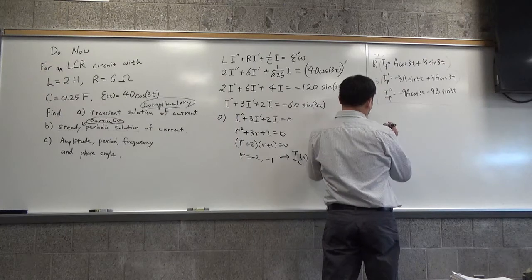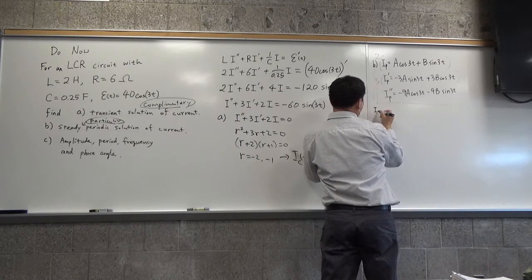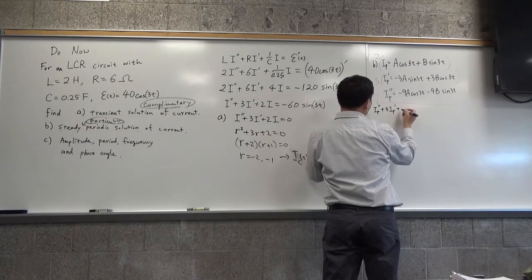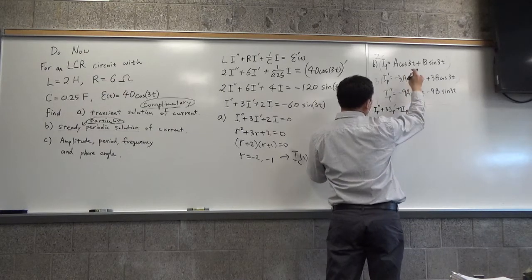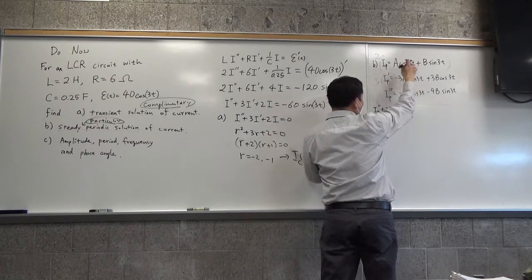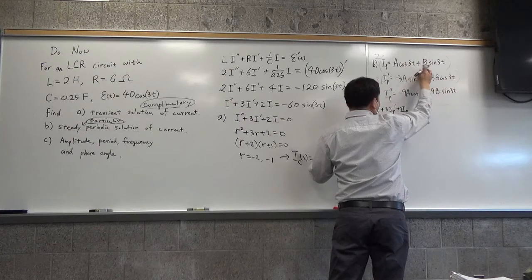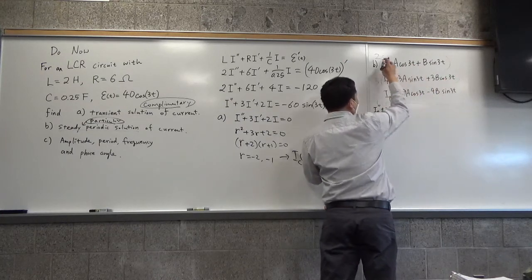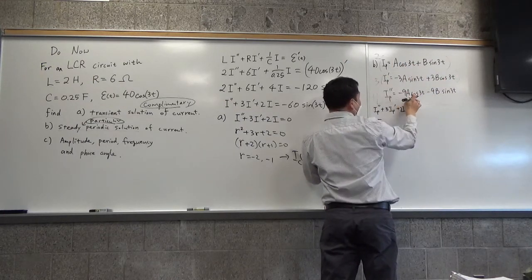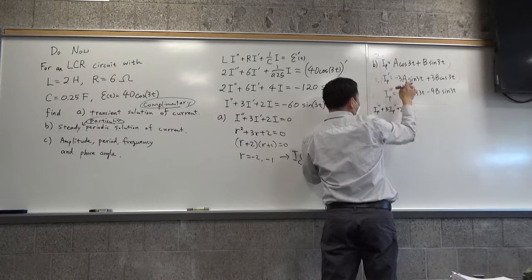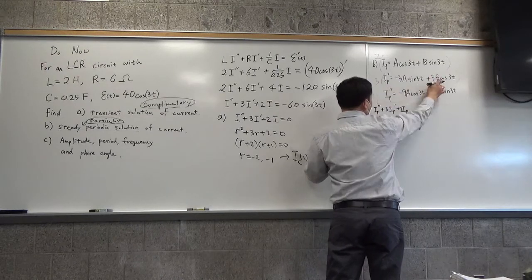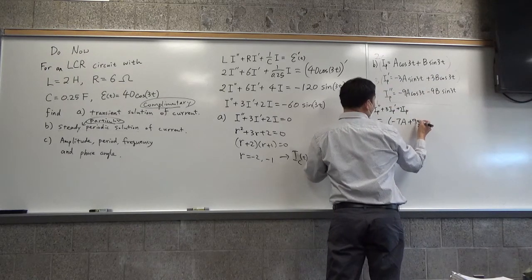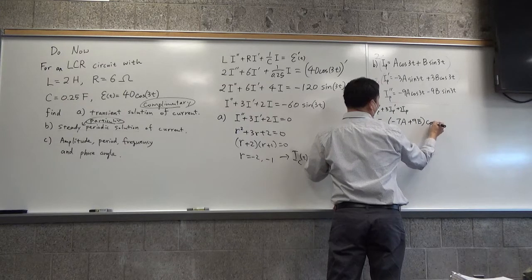So what I want is i p double prime plus 3i p prime plus 2i p. And that's going to be, let's see, 2 times a. And here's a cosine, here's a cosine, here's a cosine. So it's 2 times a, and then negative 9a. So adding this one with this will give you negative 7a. And then 3 times 3b will give you 9b. And this will be the cosine 3t.